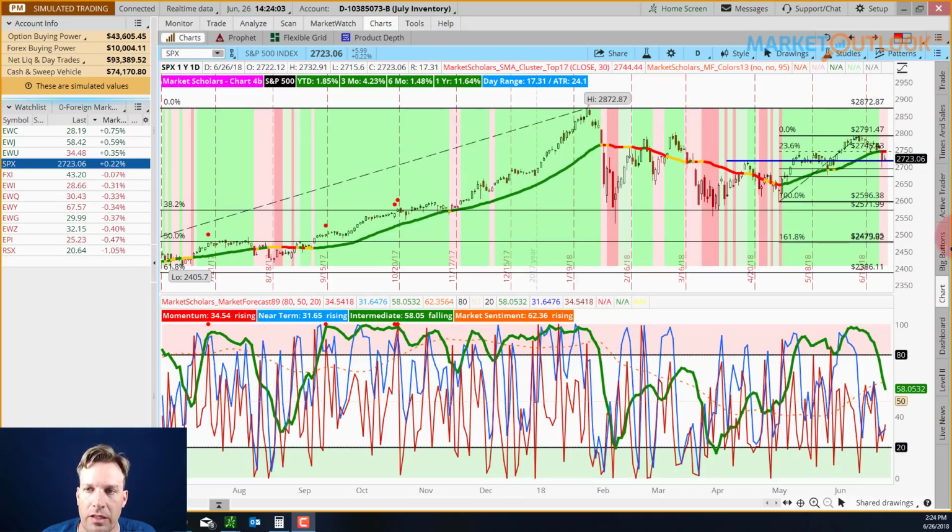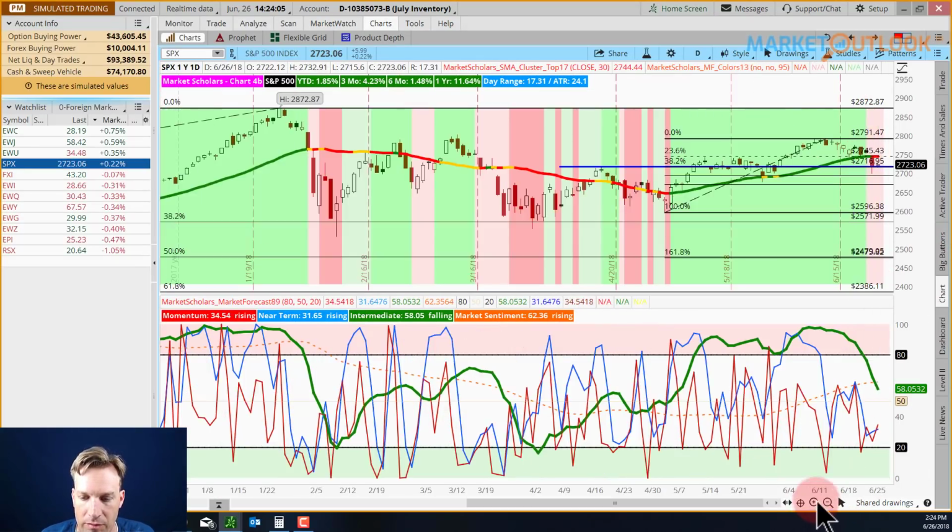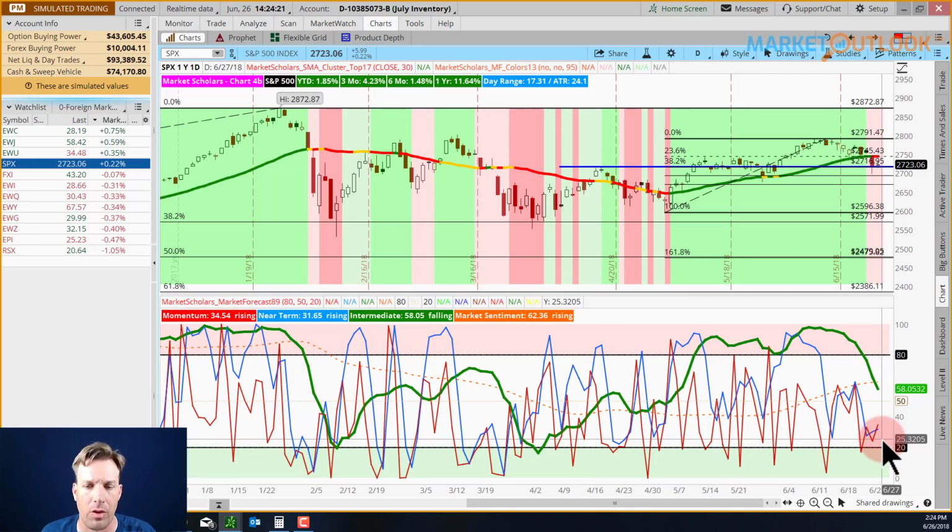All right, let's take a look at the S&P 500 first with the market forecast indicator. You can see we still have a rising market sentiment, so that orange line is barely rising. We are pulling back here on the intermediate posture, though. Intermediate line still, despite today's small bounce, 6-point bounce, a little bit below average, slightly below average volume.